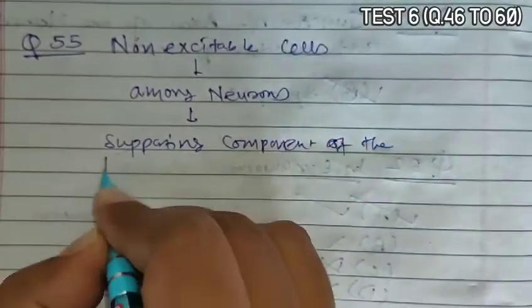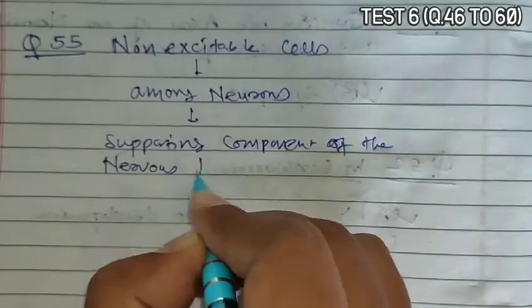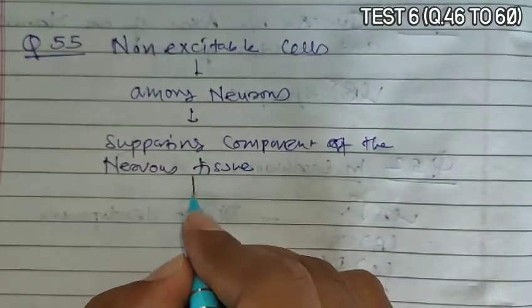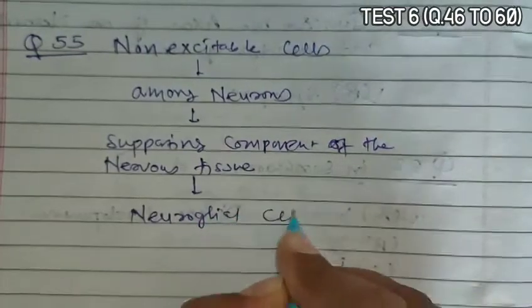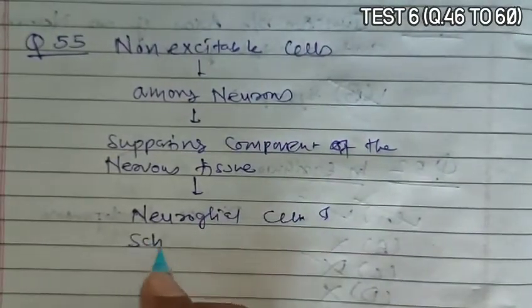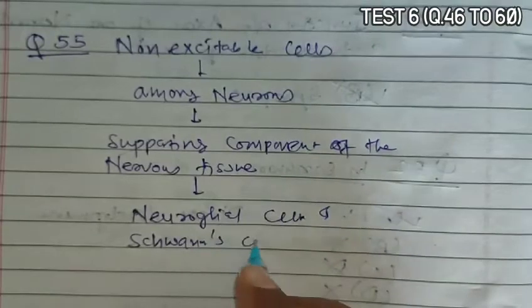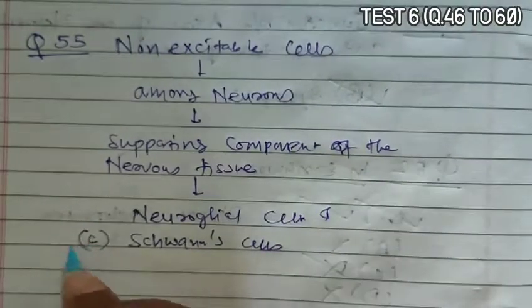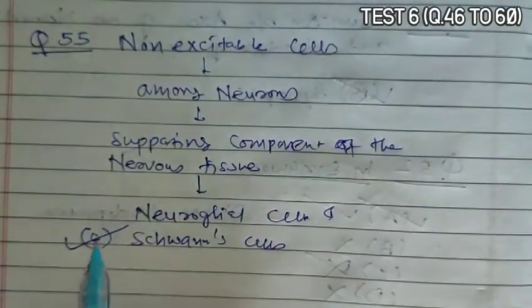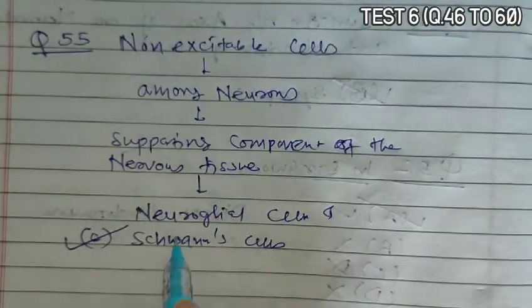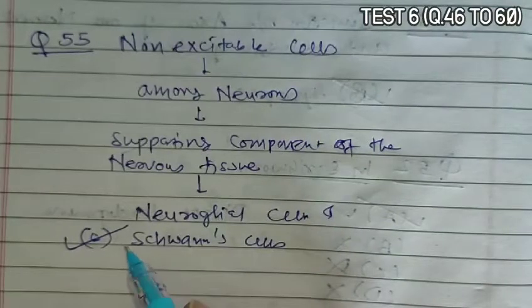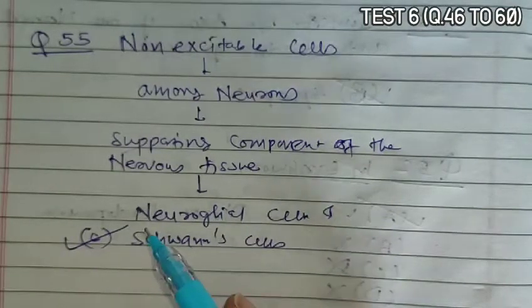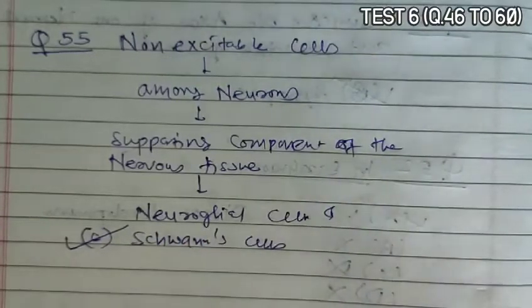The supporting component of the nervous tissue includes neuroglial cells and Schwann cells. Now Schwann cells is given as option C, so that is the correct answer. While option A is given as dendrite, option B is axon, and option D is Nissl's body, which are excitable because they are part of the synapse as well, and they play a role in conduction of the stimulus.